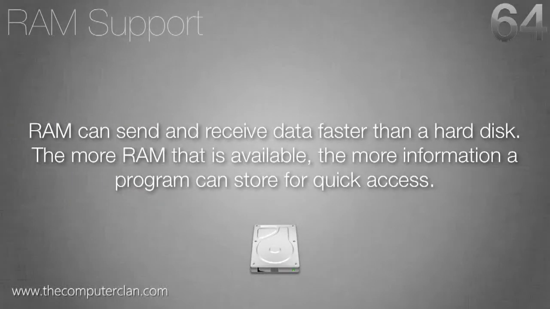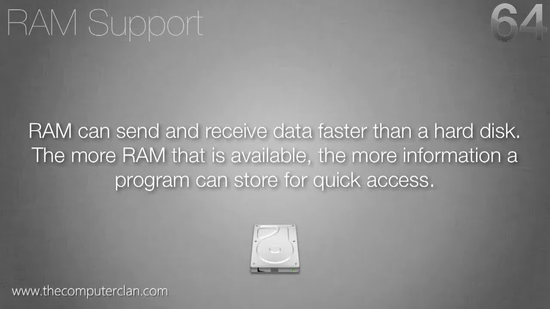Now RAM is important because it can send and receive data faster than a hard disk. Your RAM doesn't store information permanently, but it stores it temporarily. Every time your computer is turned off, it's wiped out. It's not a storage device like your hard drive. Your hard drive holds all the files on your computer. When you open up programs, it reads the information off the disk, but it stores other information in the RAM, because the more RAM that is available, the more information a program can store and read for quick access. Because once again, RAM can read and write data way faster than a hard drive can.